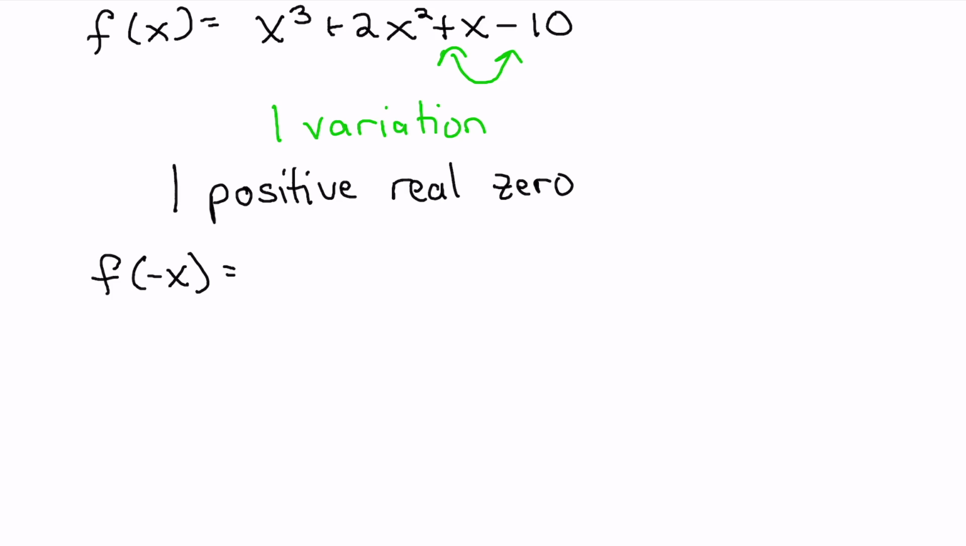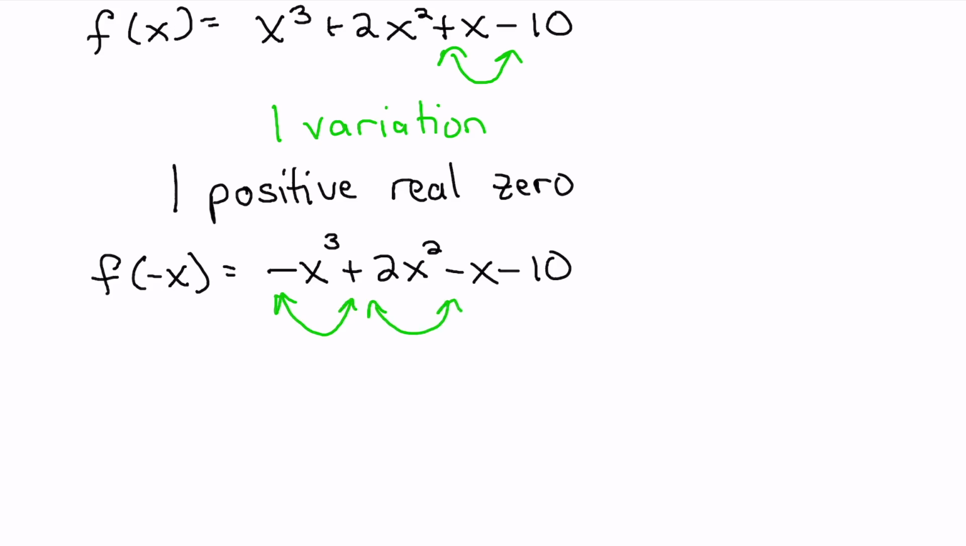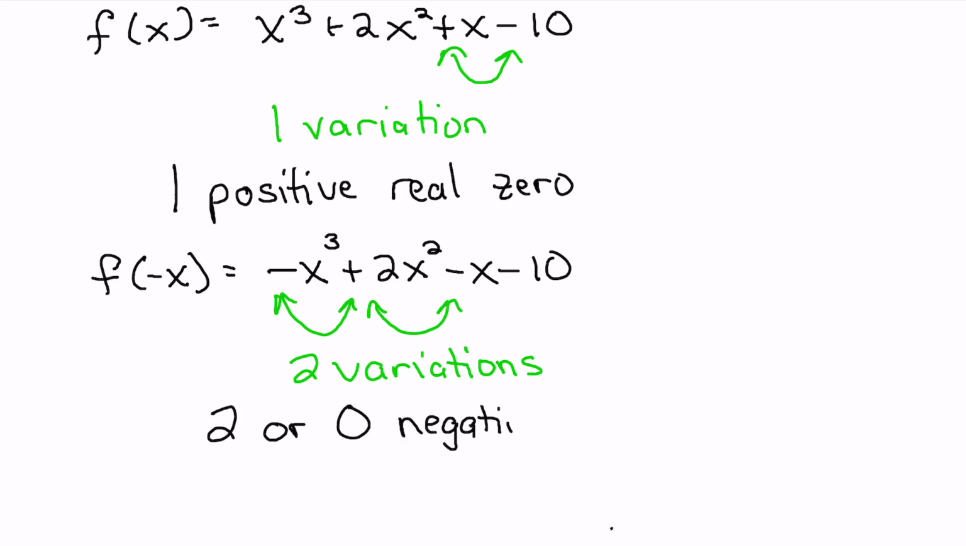So f of negative x, you have negative x cubed plus 2x squared minus x minus 10. So sign variation, there's two variations as you make your way from left to right. Remember, everything needs to be in descending order when you do this too. All right, so two variations. So that tells me there's either 2 or 0 negative real zeros.